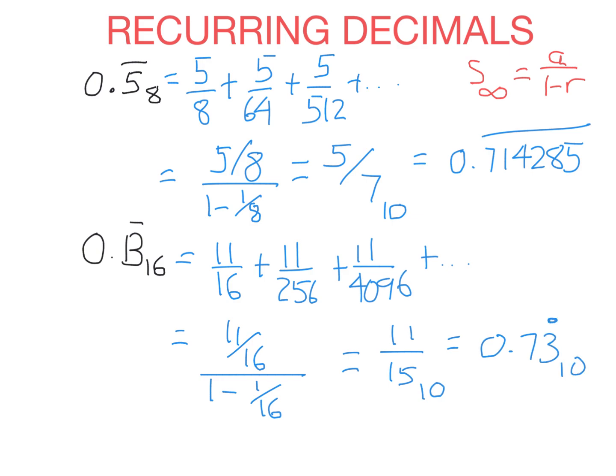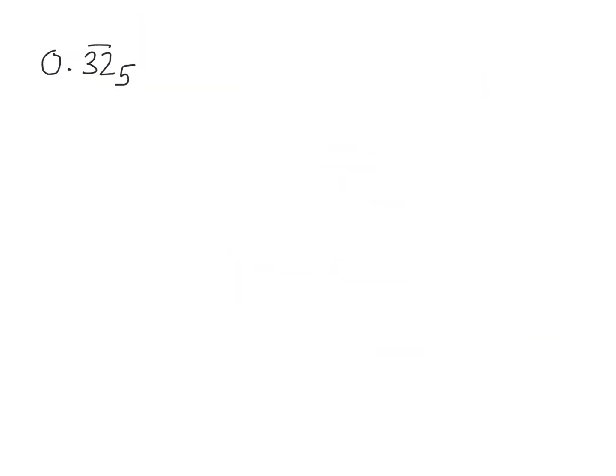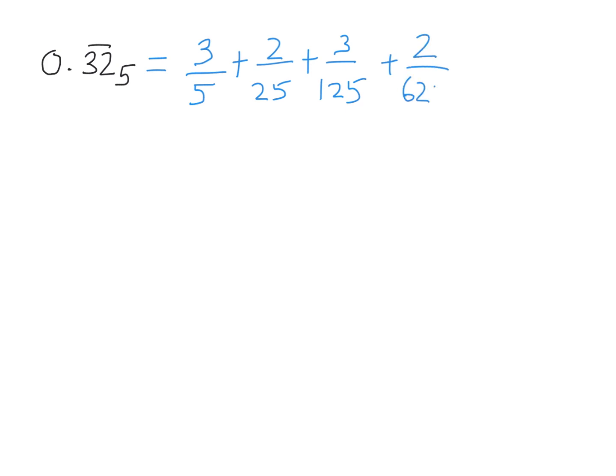Let's now look at some harder examples. So let's try this here, 0.32 recurring in base 5. So we have a 3 in the 5s column and a 2 in the next column, 3 in the next column, and so on. This one is actually harder because what we have here isn't quite a geometric series. To see that, if you divide this term by this term, you get a different answer than if you do this term by this term.